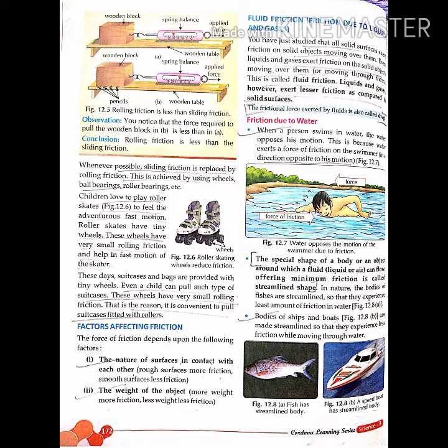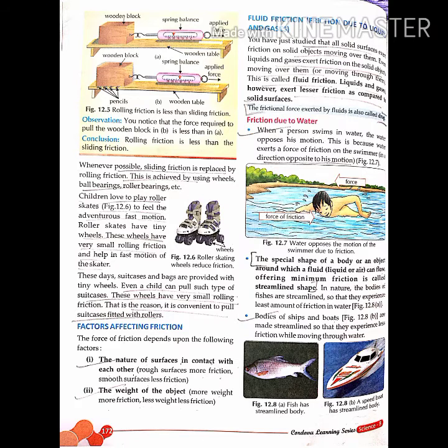As you see, the motor boats, the fish, the ships, the boats are in a streamlined shape, a conical shape. As you see in the picture, they have a streamlined body which creates less friction in air and water. Especially in water, this creates less friction, so they can easily move in the water. Okay, so this is friction due to water.